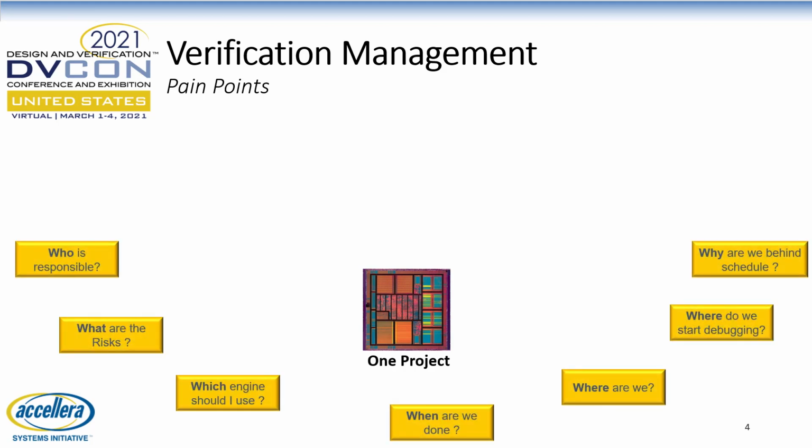The first thing we need to do is to identify the questions we want to be able to answer as we go through our project. Questions like, who is responsible for specific pieces of our verification plan? What are the risks we're facing? Which verification engines should I use to test this feature? Where do we start debugging? Why are we behind schedule? And I know you're all nodding your heads at that one, aren't you? But the two most important questions are, where are we in our verification process? And when are we done?